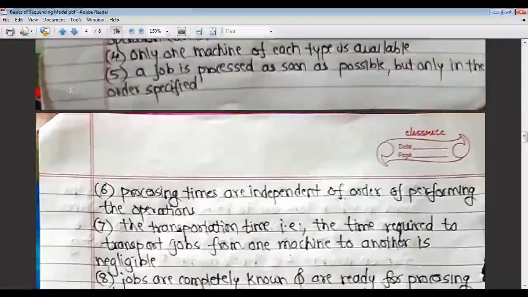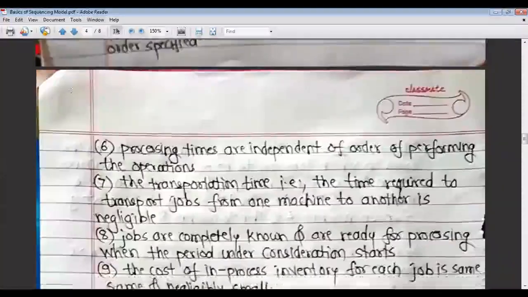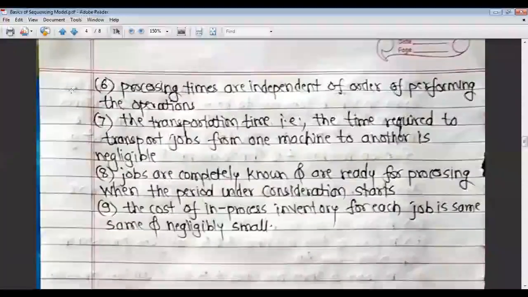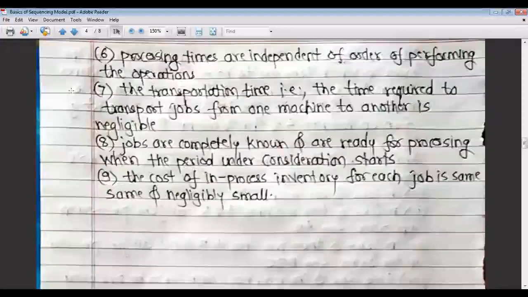A job is processed as soon as possible, but only in the order specified, right? As soon as the machine gets empty, we are going to put a job on it for processing, but the processing order is to be followed. Processing times are independent of the order of performing the operations, right? So the processing times that we have are independent of the order of their performance on the machines.